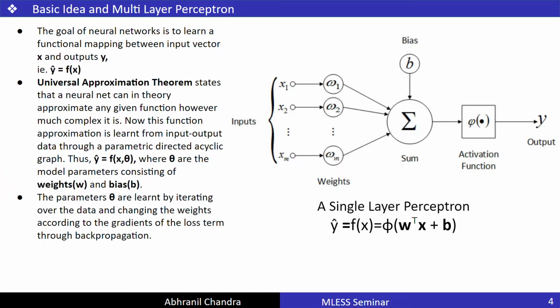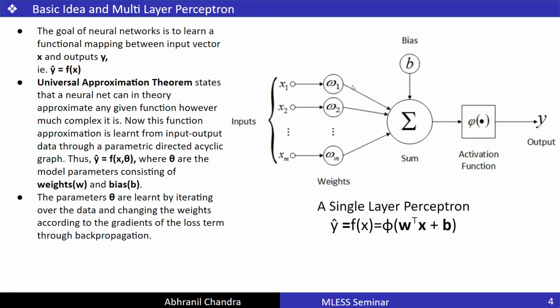The universal approximation theorem states that a neural network in theory can approximate any function however complex it is. Now this function approximation is learned from input-output data through a parametric directed acyclic graph. Thus, y hat is equal to f of x comma theta, where theta are the model parameters consisting of the weights w and the bias term b. The parameters theta are learned by iterating over the data and changing the weights according to the gradients of the loss term through backpropagation. We'll look into both gradient calculation, backpropagation, and the loss function in the next slides.